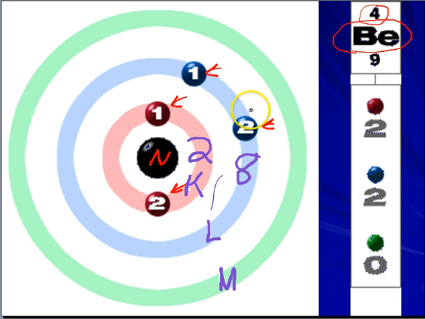Now here's a question for you. How many valence electrons does beryllium have? Well, if we look here, it has 2 in the outer shell. So it would only have 2 valence electrons.